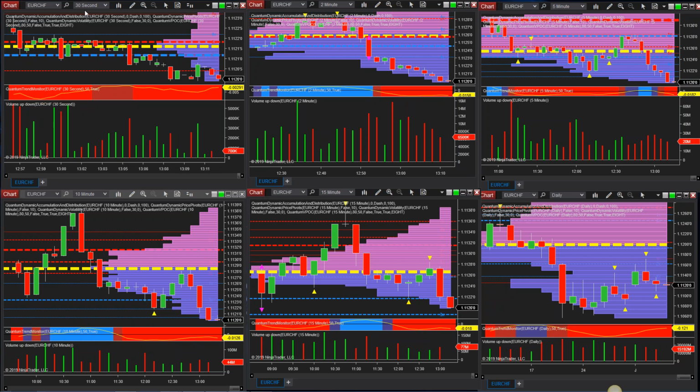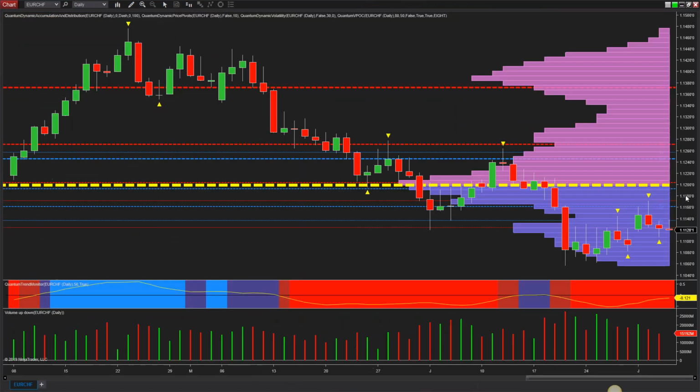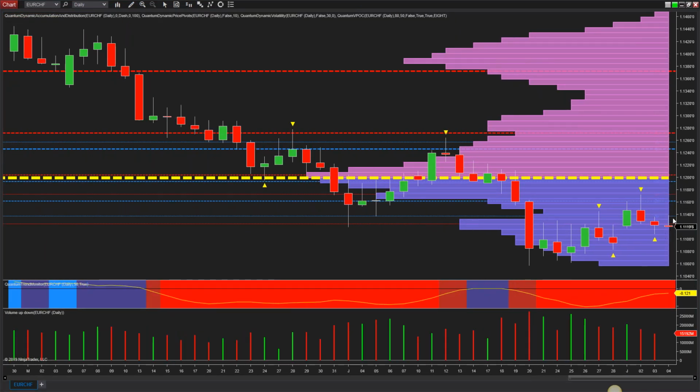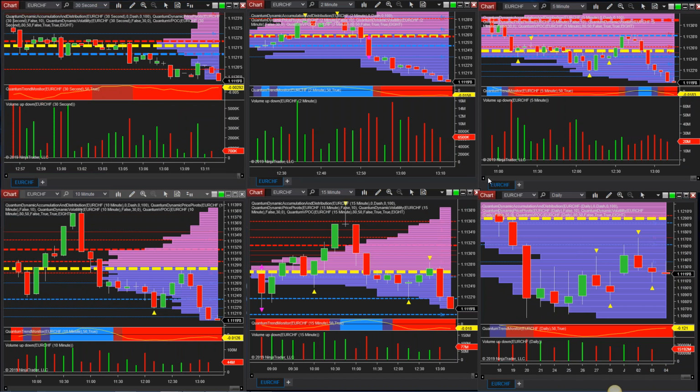From the fastest, I've got 30 second at the top left, 2 minutes in the middle, 5 minute on the left, and then down the bottom I've got the 10, the 15, and the daily. To put everything in context, if you pull up the daily, this is where we are at the moment. And that's pretty much what's happening on all the charts. In commodities, there are bits and pieces happening here and there, but essentially it is pretty thin.